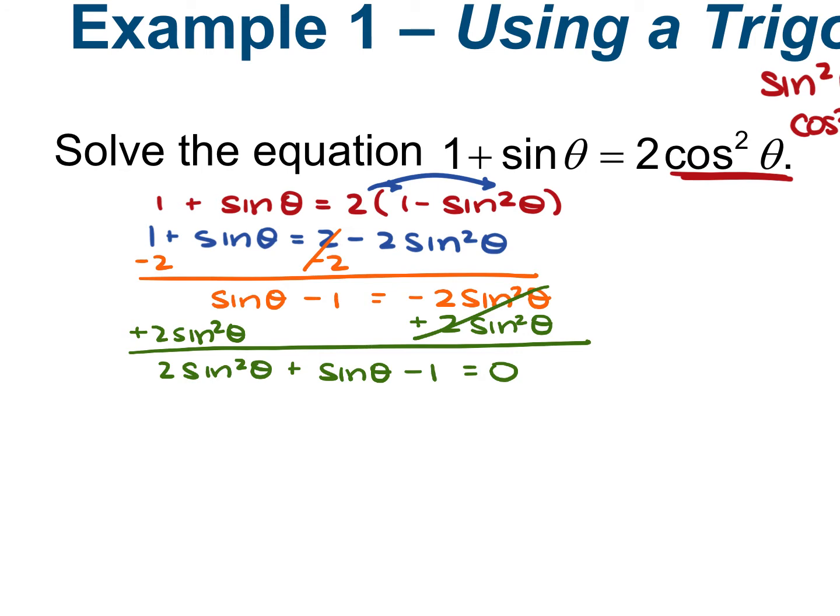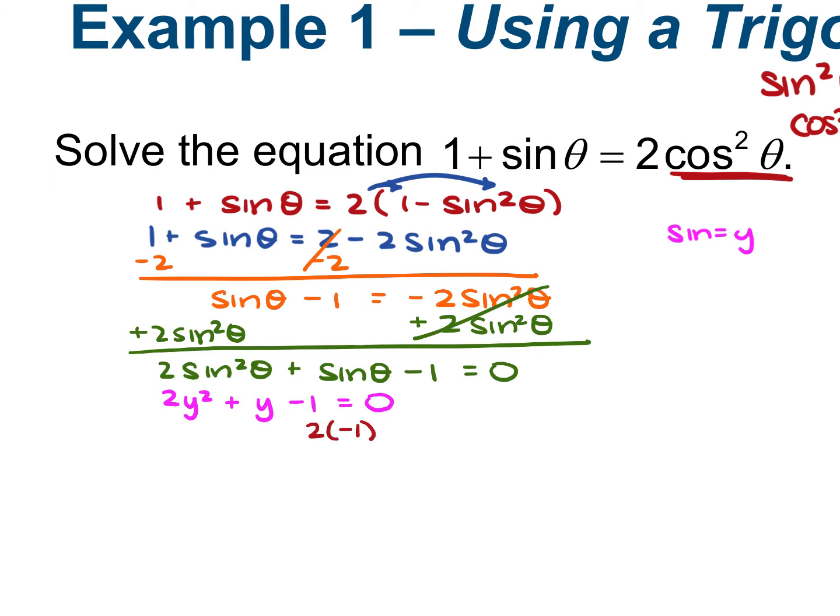If you want, sine is equal to y. If you want to switch out that sine squared theta and that sine theta for y to make your life a little bit easier to look at, you can do that. It would just give you 2y squared plus y minus 1 is equal to 0. You know how to factor this, and it looks a lot easier to do as opposed to that sine squared theta and that sine theta. So factor this.